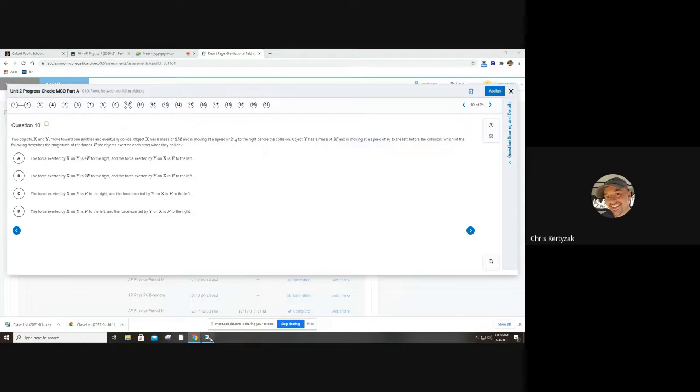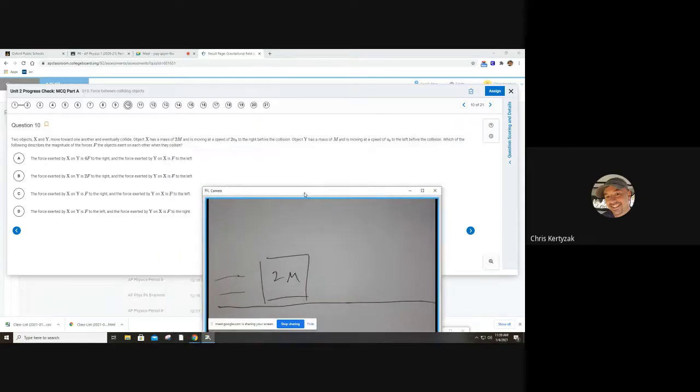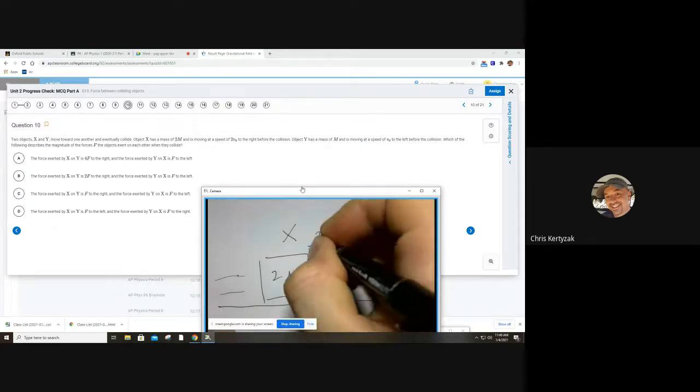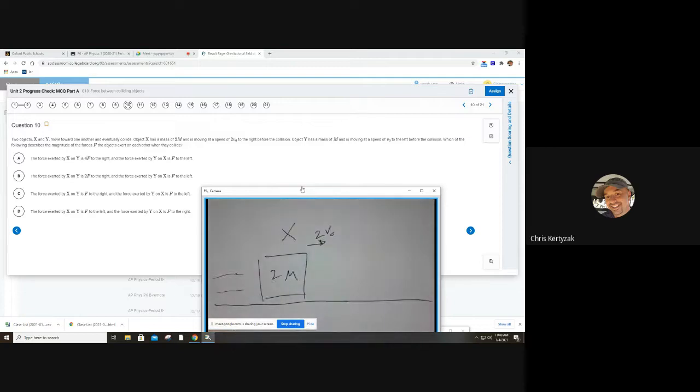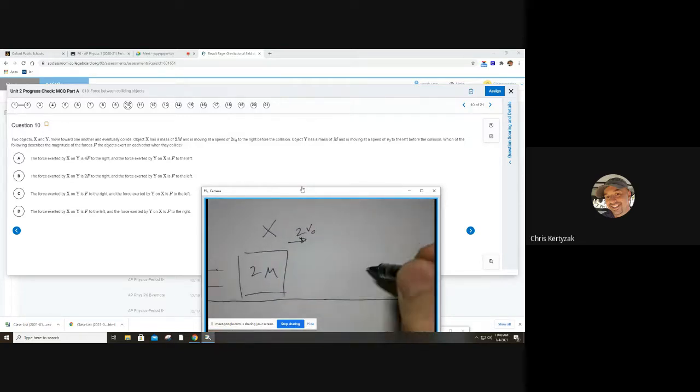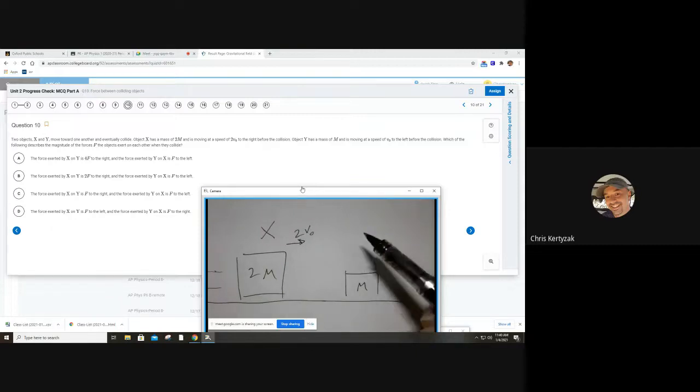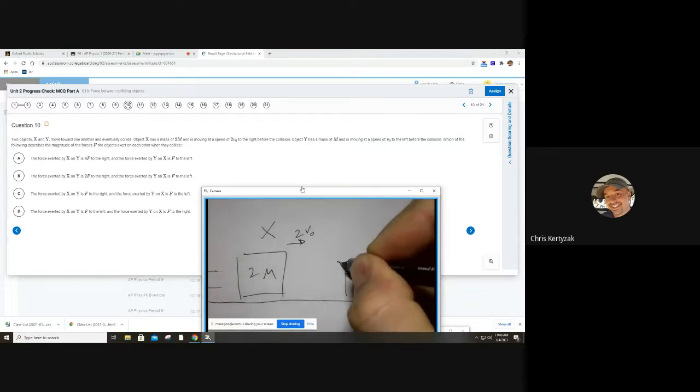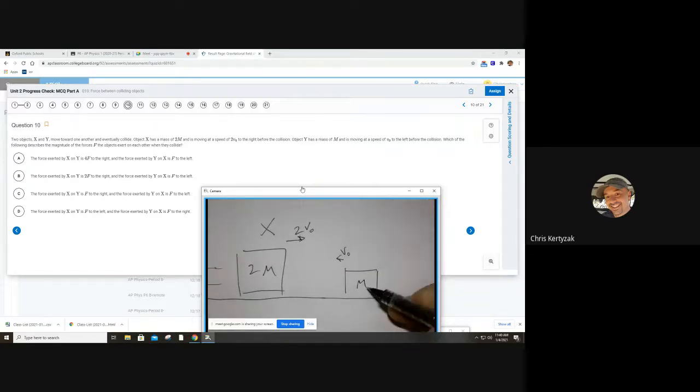Where's my drawing pad? There it is. So there's object X, which has a mass of 2m and is moving with a speed of 2v naught to the right before colliding with object Y, which has a mass of only m, less massive, and is moving with half the speed, only v naught. So this guy has half the mass and half the speed, and they're going to collide.